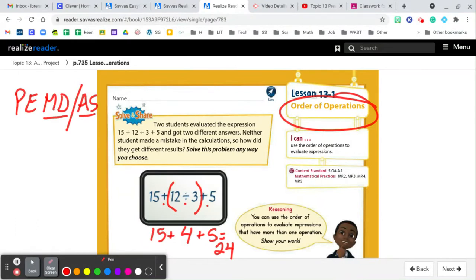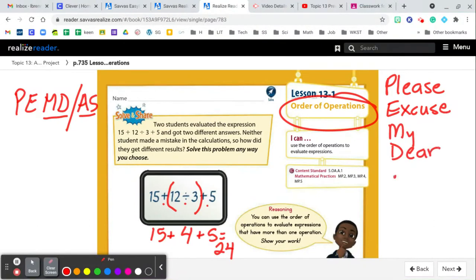And we have lots of ways to remember that. This is the way I remembered it in school. Please excuse my dear Aunt Sally. And those were the first letters of the order of operations: parentheses, exponents, multiplication, division, addition, subtraction. Now be careful.